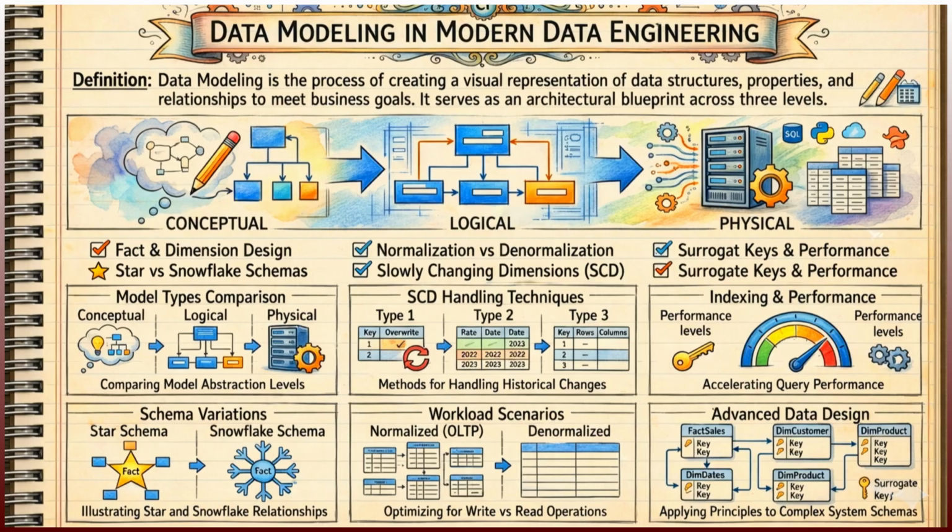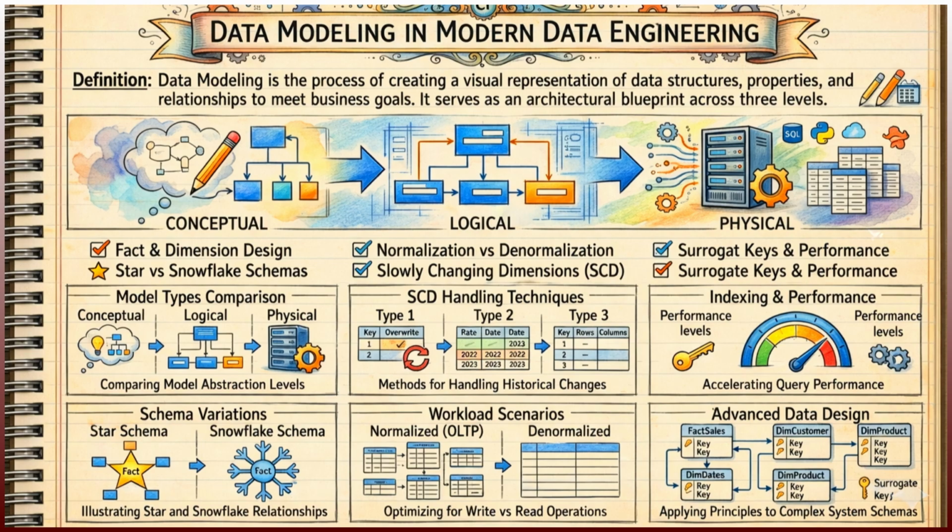And the final step in modern data engineering is matching your design to the workload. If you are building an OLTP system, normalization is key. It ensures data integrity and fast writes by minimizing redundancy. However, for OLAP and analytics, we shift towards denormalizing to prioritize read speed.